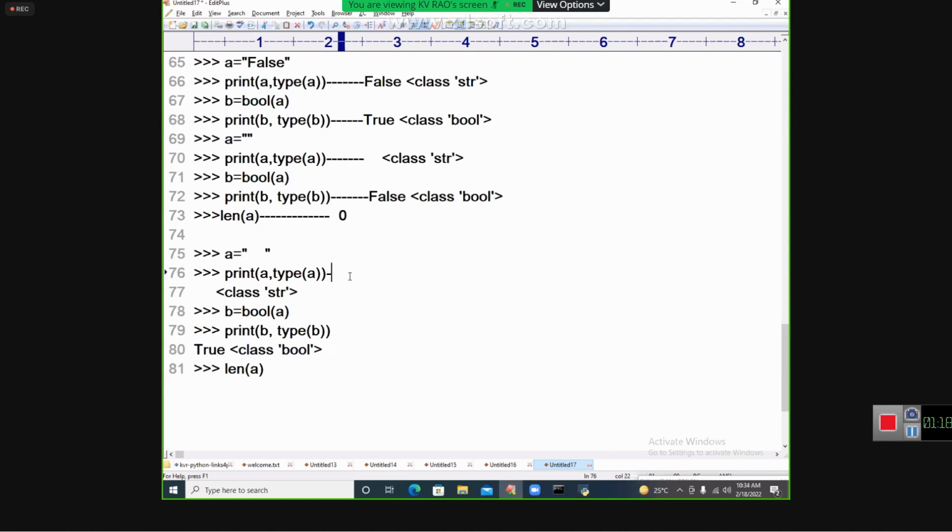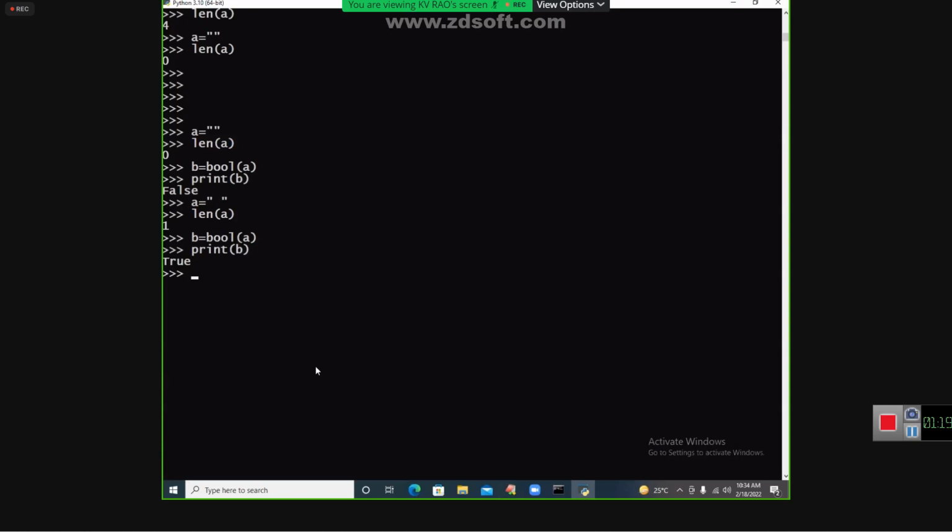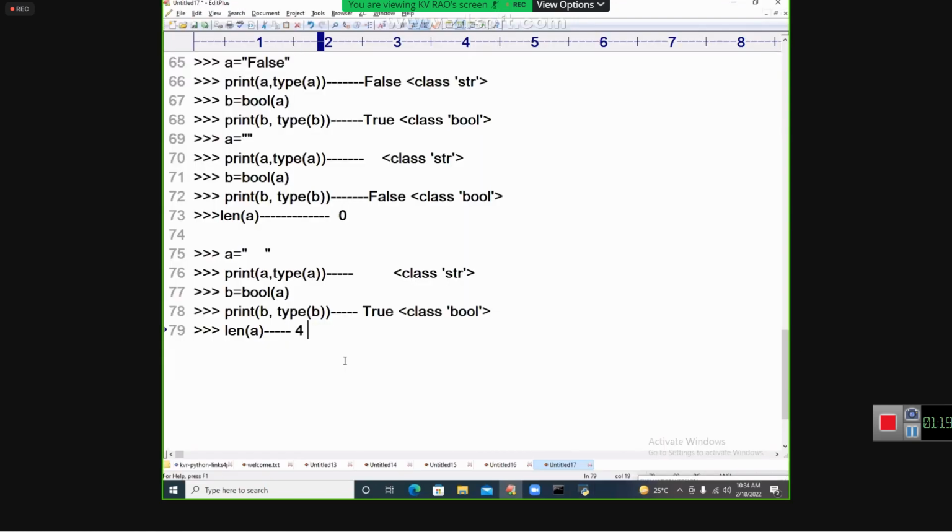Okay, right. Printed here. See, sir, some space is printed here. That space in white space is not visible. But bool of this is converted to what? True. Len of A, some data is present. How much is that? Four letters are there, four spaces are there.